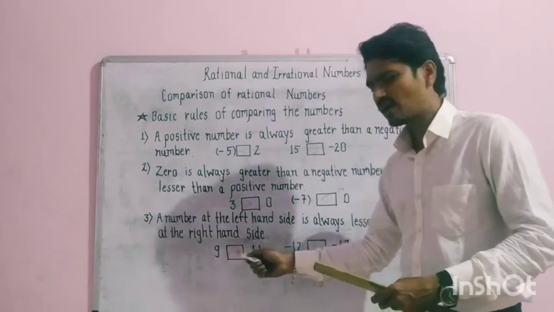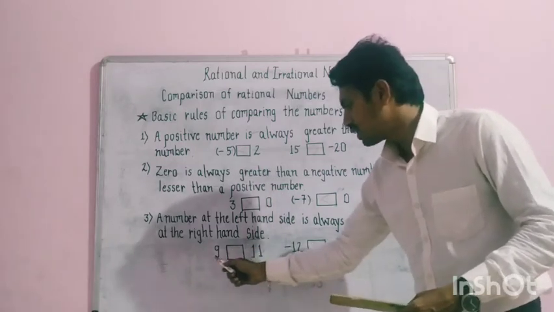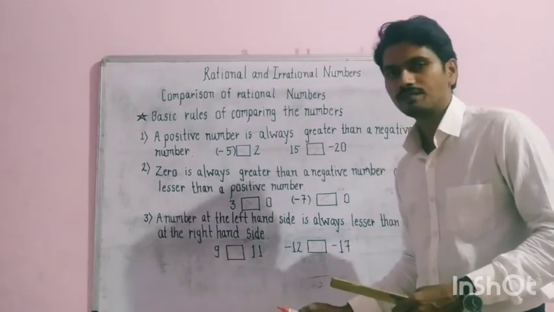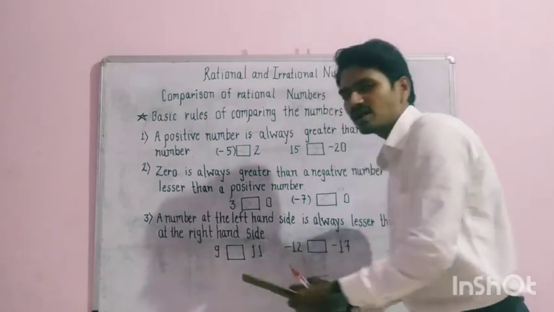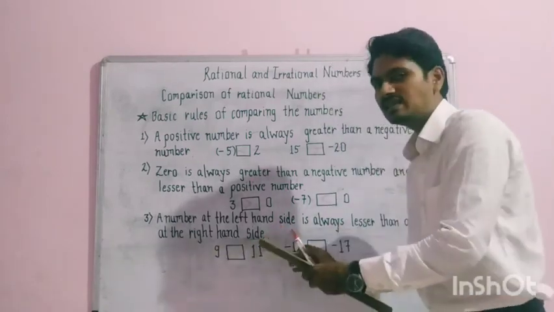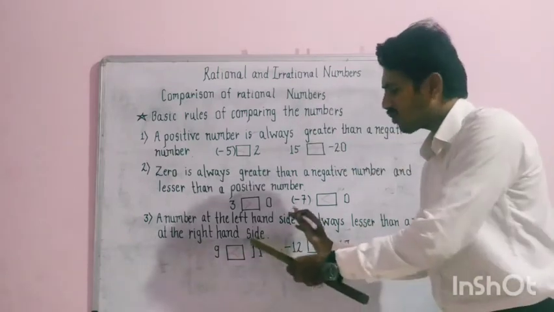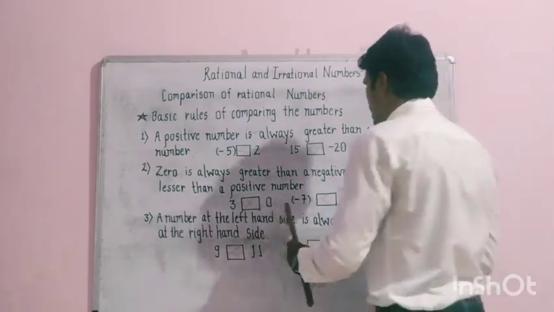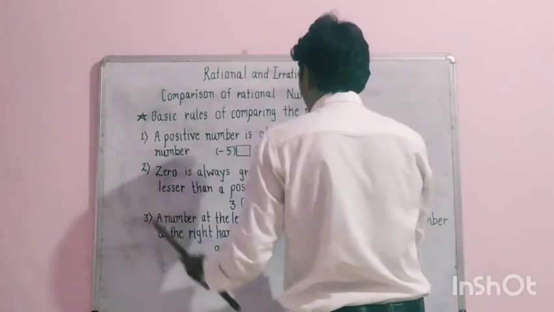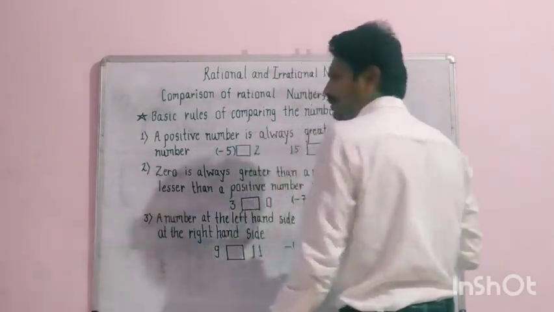Let's take two examples. Here we have given 9 and 11. Between these two numbers, you can find out easily who is greater. 11 is greater because both are positive. 9 is at the left hand side, 11 is at the right hand side.